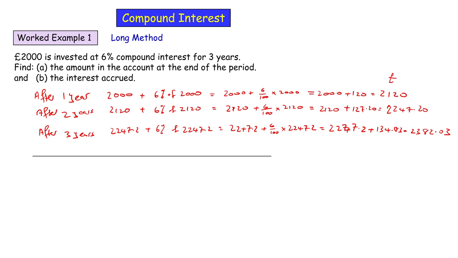So that's part A, the amount earned at the end of this period. I'm going to write it down here. Part A is 2382.03, and the interest earned is that amount there minus the original amount of 2,000. So that's 2382.03 minus £2,000. So that leaves us with £382 interest, which is quite nice. So we've earned that over the 3-year period. It's quite a long method, that's why it's called a long method. Okay, so make some notes of that. So hit pause, write your notes up, and when you're ready to move on, hit play again.